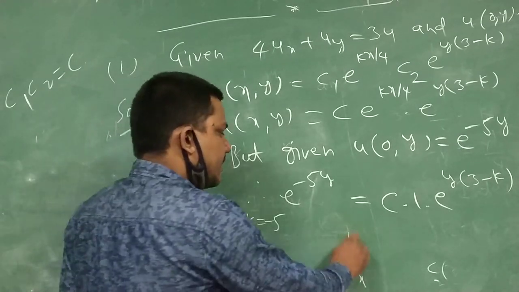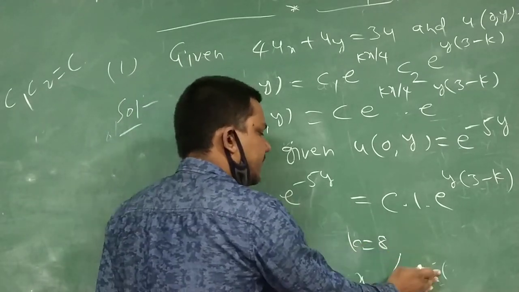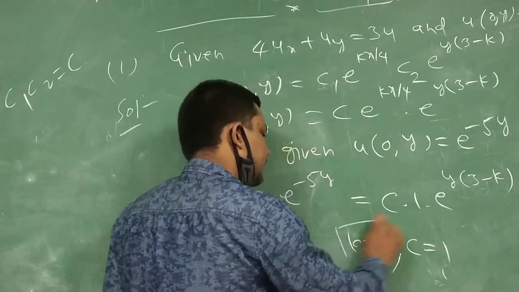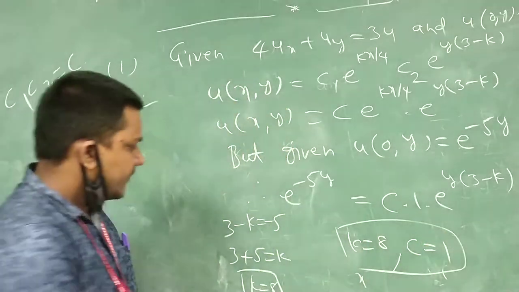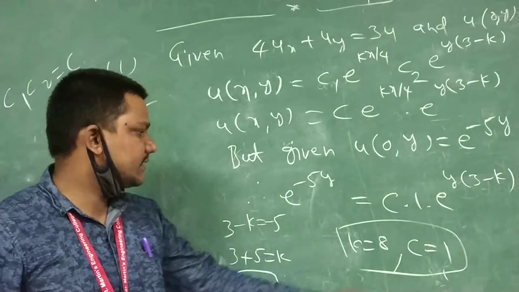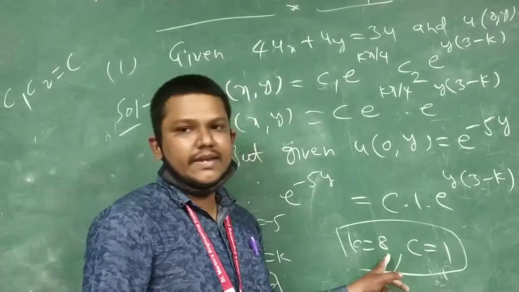Now you see k is equal to 8. What about the c value here? C is equal to 1. So by the given condition, we get the constants: c is 1 and the value of k is 8.